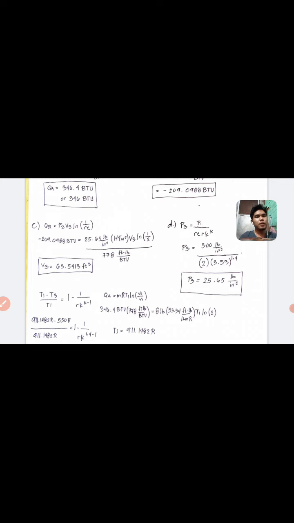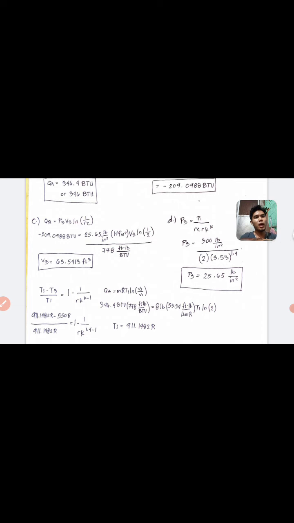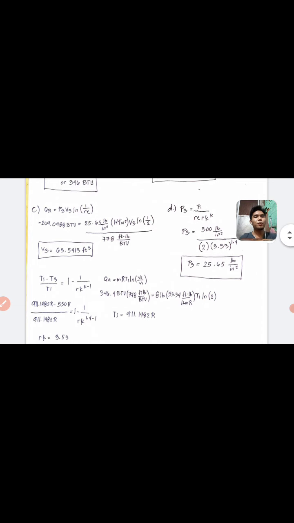So P3 is equal to 300 pound inch squared over 2 times the value of RK, which is 3.53 raised to K, which is the 1.4. So P3 is equal to 25.65 pound inch squared, or 25.65 PSIA. So now since we have the value of P3, let's proceed to the letter C.